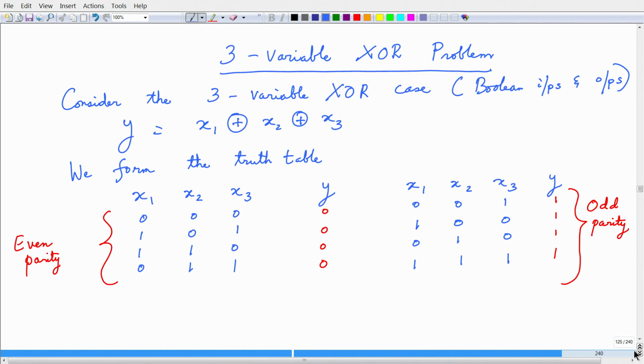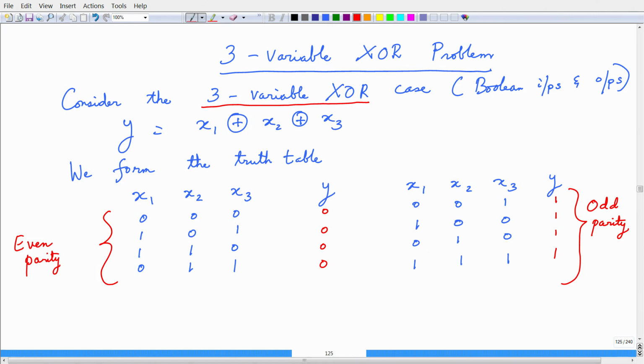Okay. So, the 3 variable XOR problem is a pretty straightforward extension of the 2 variable case. So, we have y, which is a Boolean output, which is x1 XOR x2 XOR x3. So, all these x variables, x1, x2 and x3, are all Boolean variables. We form a truth table.